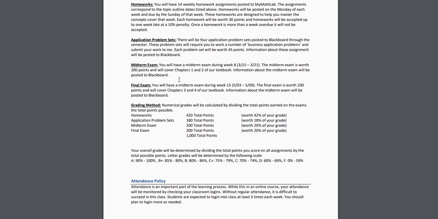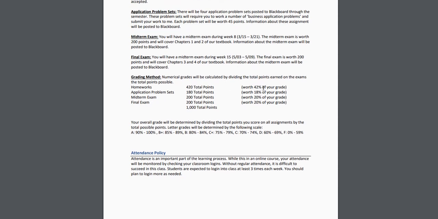Numerical grades will be calculated by dividing the total points earned by the total points possible. You can see that your homeworks are going to be worth 42% of your grade. The application problem sets are 18%, and the midterm and final are each worth 20%. Your overall grade will be determined by dividing the total points you score on all assignments by the total possible points. Letter grades will be determined by the following scales here.